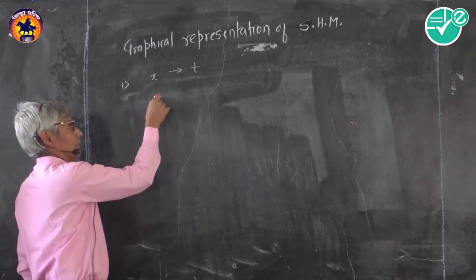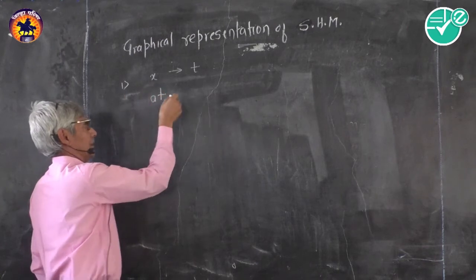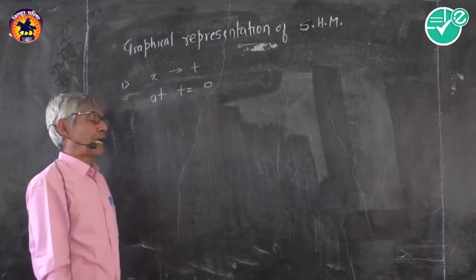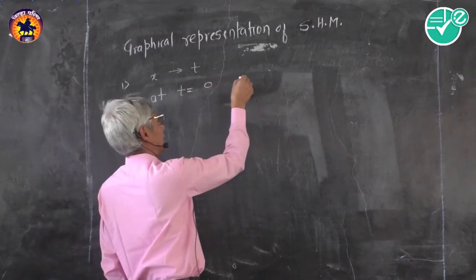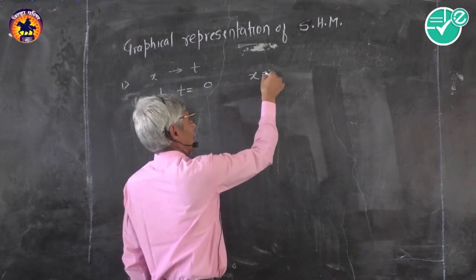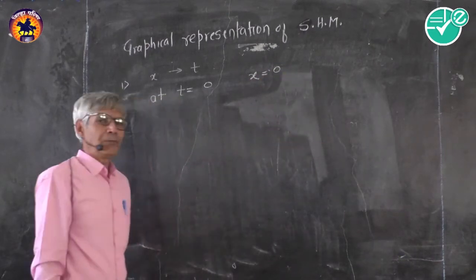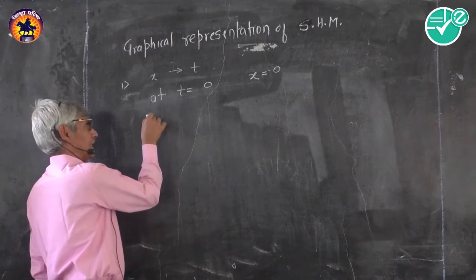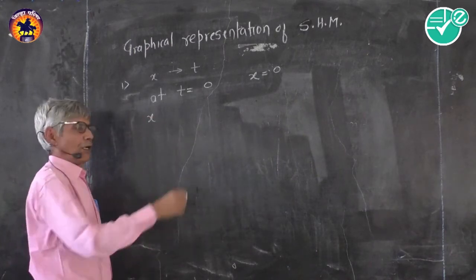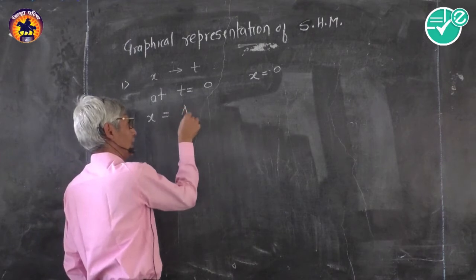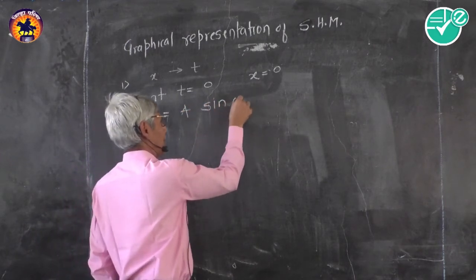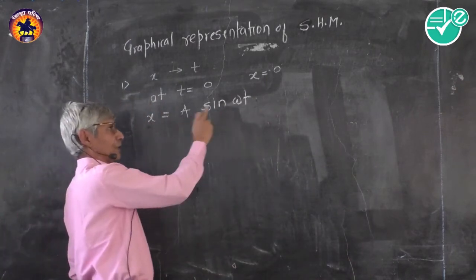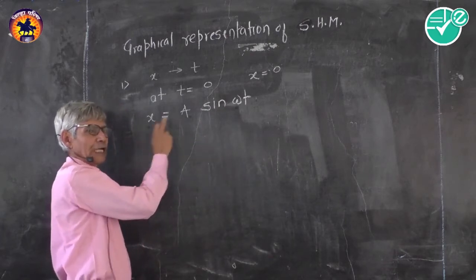Now, we will consider a special case. Suppose that the particle starts its S.H.M from the mean position, that is at t equal to 0, x is equal to 0. And the particle is supposed to be moving towards the positive side. Then under these conditions, the displacement equation of the particle is given by x is equal to a sin omega t. So the displacement is a sine function of omega t. So the variation is a sinusoidal variation.